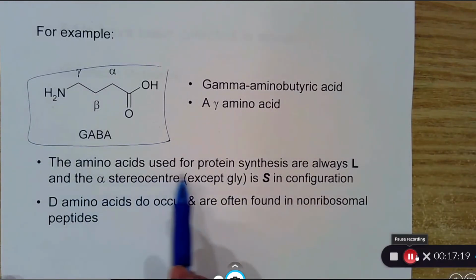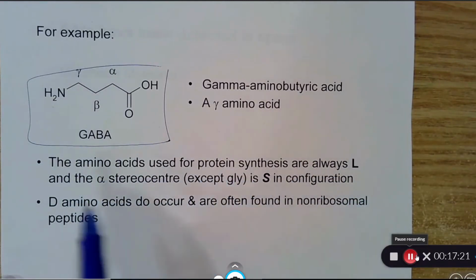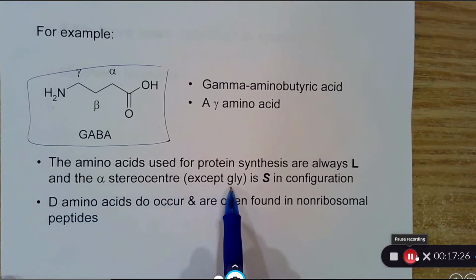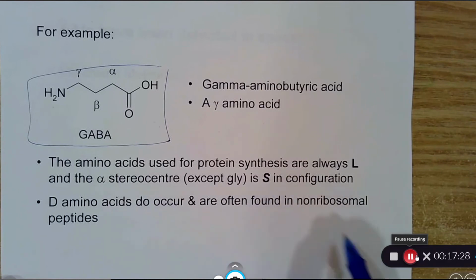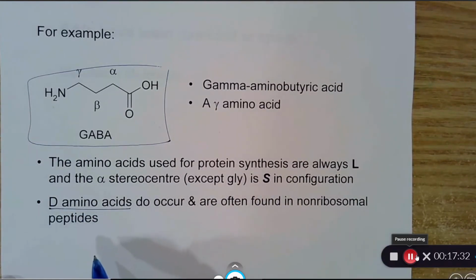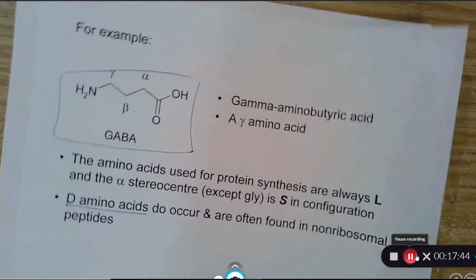The amino acids used for protein synthesis are always L at the alpha stereocenter. We talked about that in the last unit. Except for glycine, which is S in configuration. D amino acids, okay? So we talked about L amino acids, those are the natural ones. D amino acids do actually occur naturally. They are quite rare, and they can sometimes be found in non-ribosomal peptides.